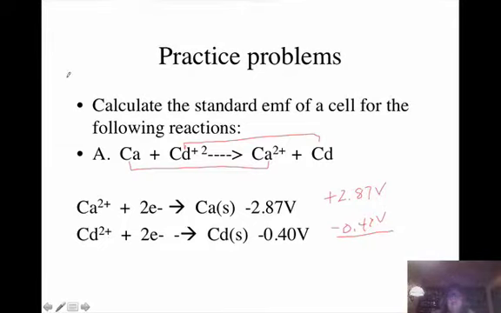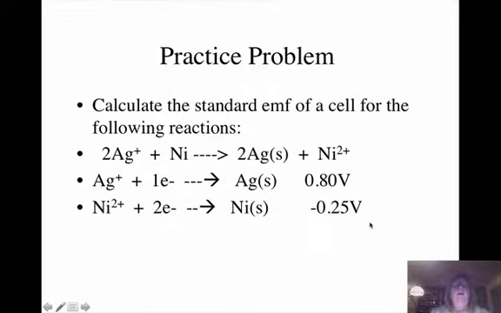Okay, so when we do this math, we're going to get a voltage of 2.47 volts. All right, let's try another one. So here we go. We have silver going to silver with an oxidation number of 0 because it's all by itself, and then we've got nickel going to nickel 2+. Notice that we had to add that 2 to balance the charge in front of silver, and then to balance the mass, you put a 2 over here.